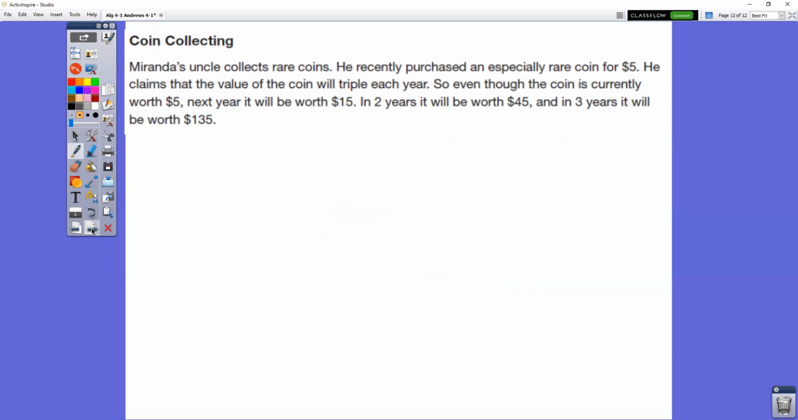Write down what the pattern would be. Miranda's uncle collects rare coins. He recently purchased an especially rare coin for $5. He claims that the value of the coin will triple each year. So even though the coin is currently worth $5, it would be worth $15 next year. In 2 years, it would be worth $45, and in 3 years, it would be worth $135. Go ahead and write down what the pattern would be, please.